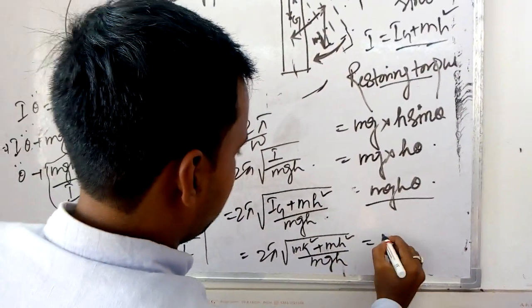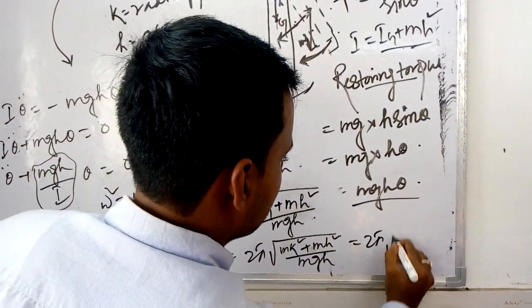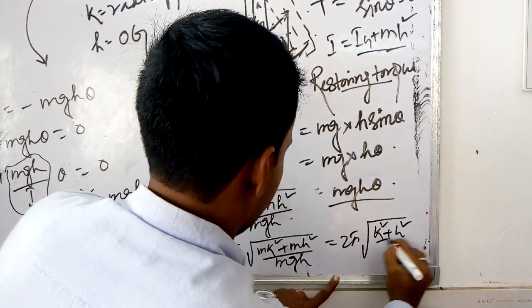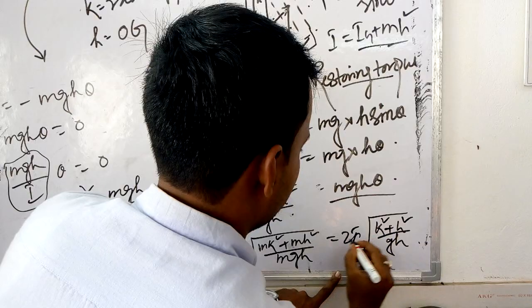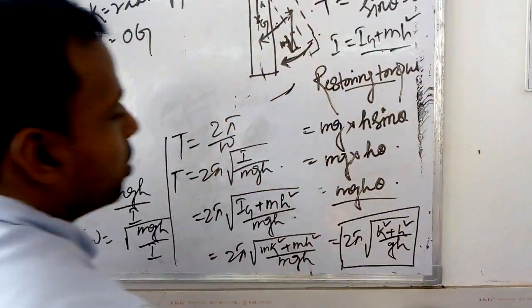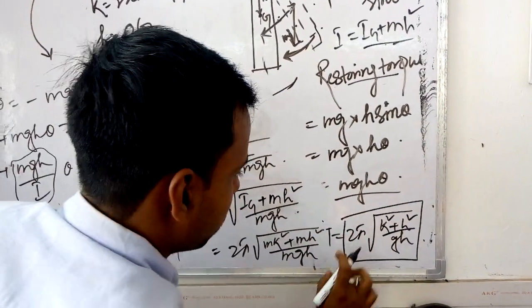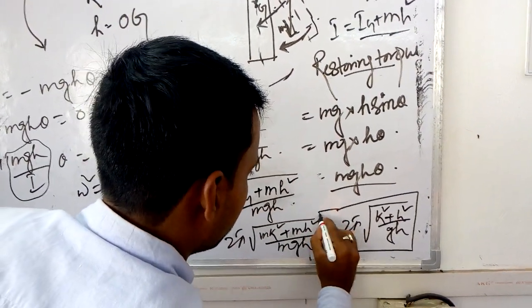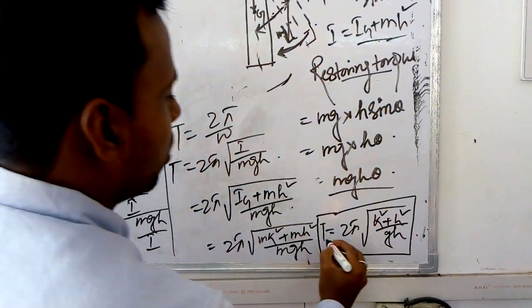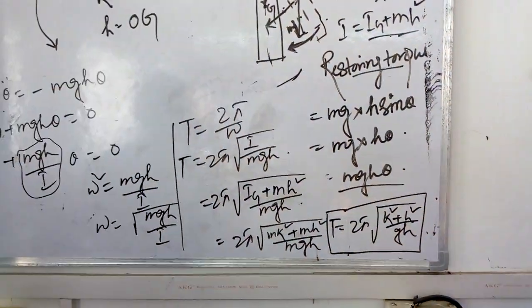So from here the m will get cancelled out, giving k square plus h square by gh. This is the final relation between time period and the radius of gyration. So we will put values to find k.